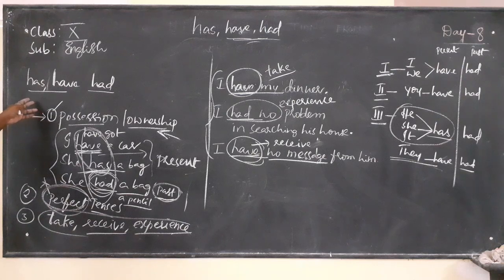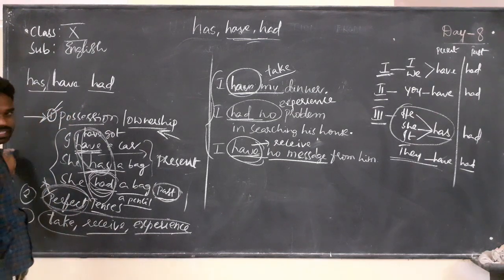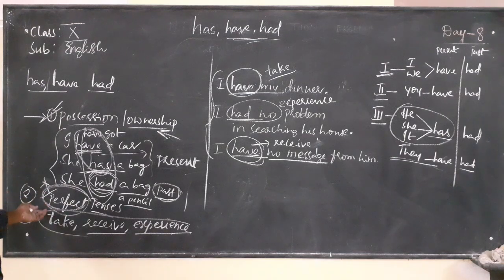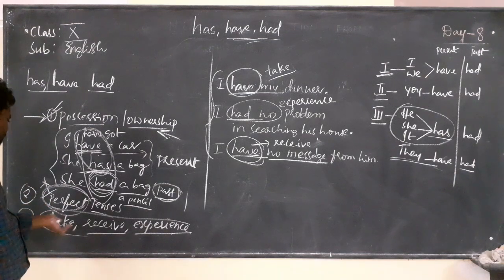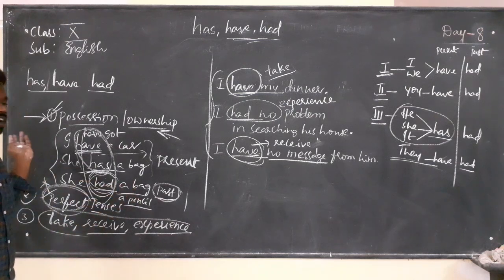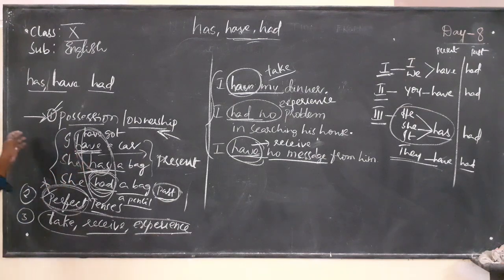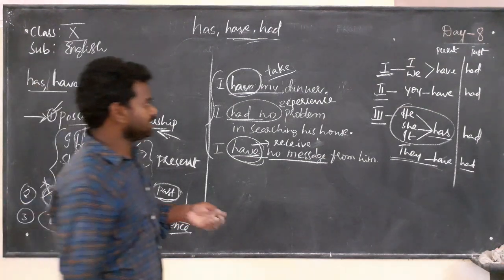Now let us see what the functions of has, have, had are. They are used to indicate possession or ownership, and also when we talk about perfect tenses, past or present perfect. We also use them for take, receive, experience, and sometimes we use them in continuous tenses also.